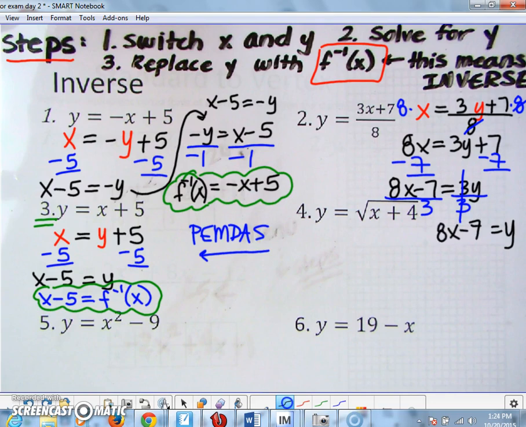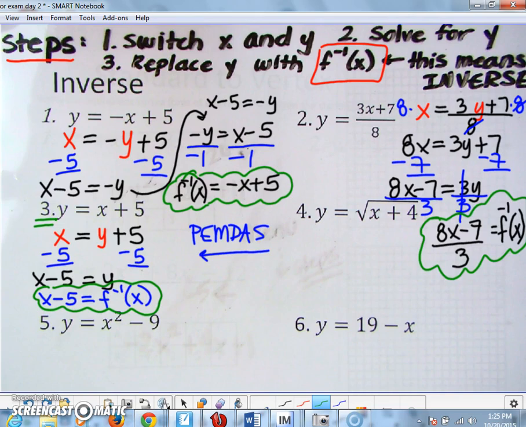Okay, so your final answer is 8x minus 7 divided by 3. I don't want to leave the y there. I'm going to replace it with f to the negative 1 of x. So the inverse function is 8x minus 7 divided by 3.